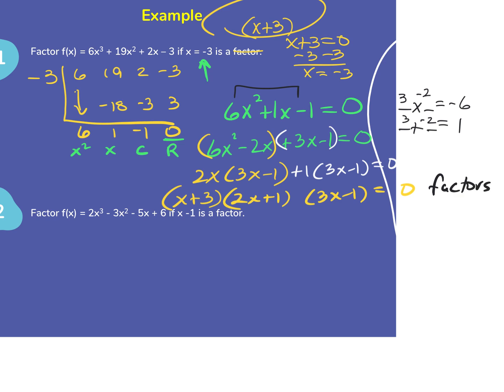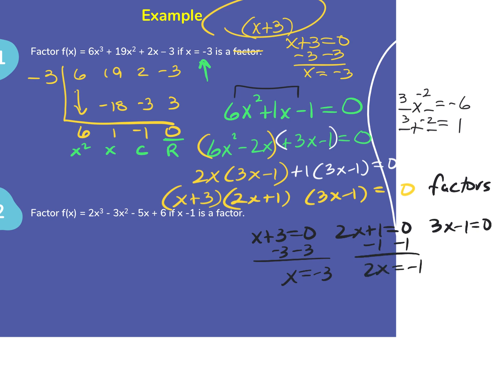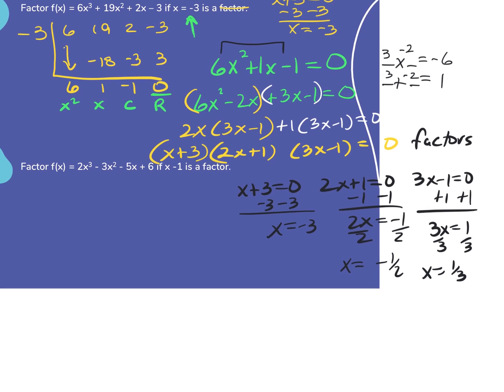But we're going to look for the zeros. So what we're going to do is take each of the factors and set them equal to 0. So 2x plus 1 equals 0, 3x minus 1 equals 0, and I solve. Subtract, divide. And notice my original problem started out with x to the third, so that should tell me that I should be getting 3 solutions. So these are my solutions.